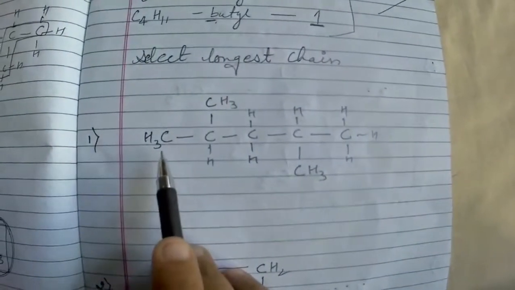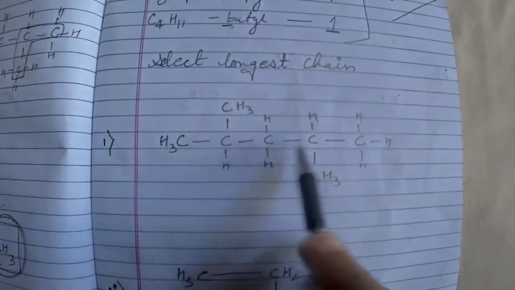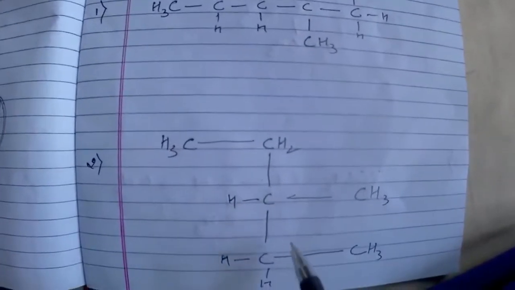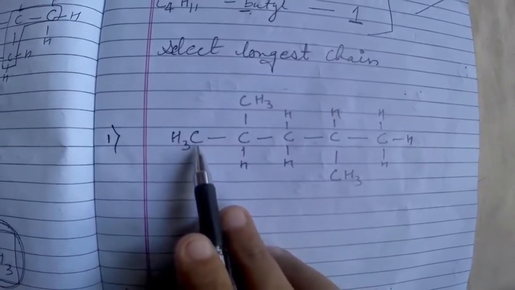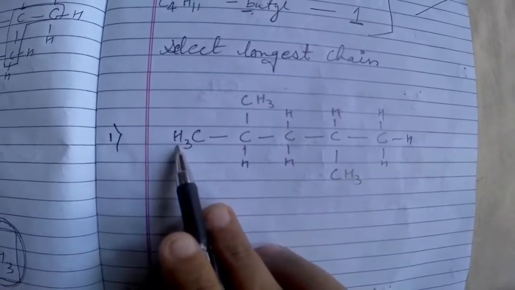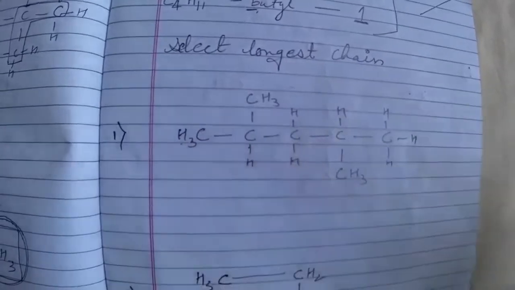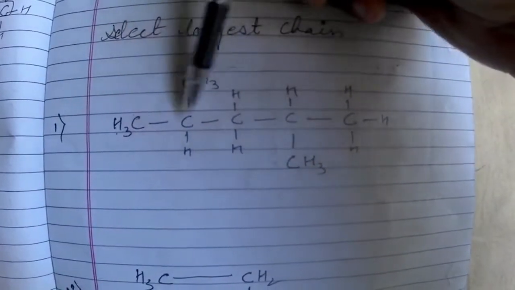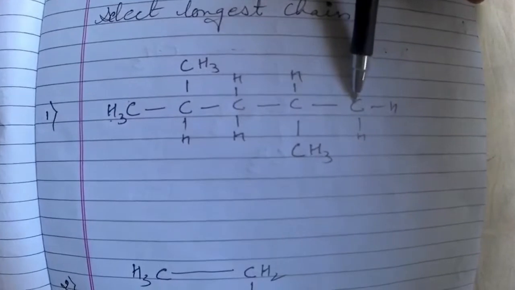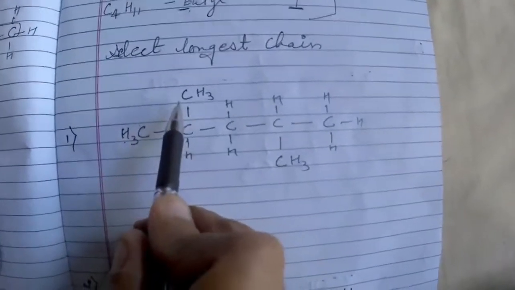Okay, so now in this we are going to select the longest chain. Remember, some chains I have opened somewhere and some chains I have closed somewhere. Remember, all the time you have to count only and only carbons, not H. Sometimes students count H also along with C, so their long chain increases, and this affects the naming of the hydrocarbon. So here how I am going to name: 1, 2, 3, 4, 5. So this is the longest chain. Now some of the students will be saying, sir, this is also the longest chain.